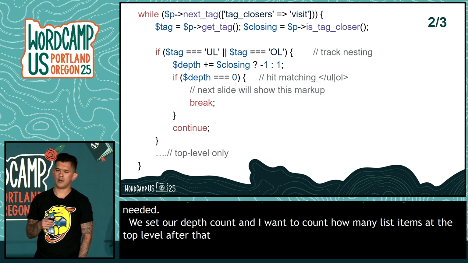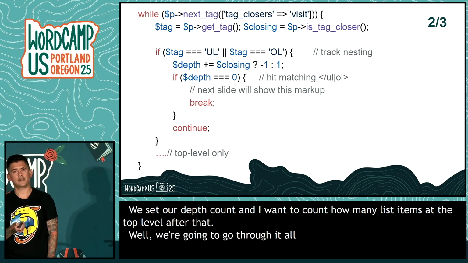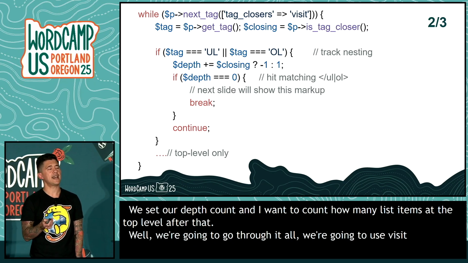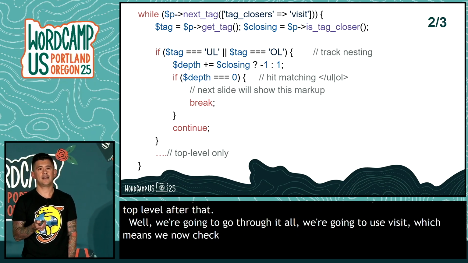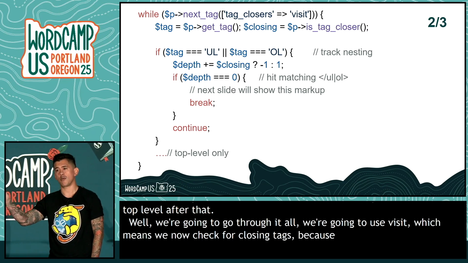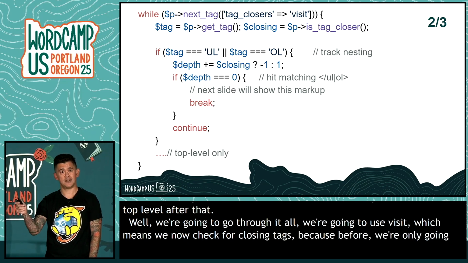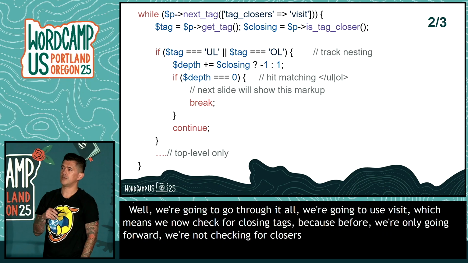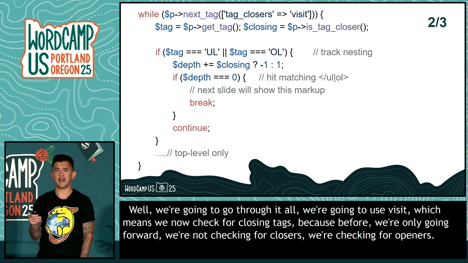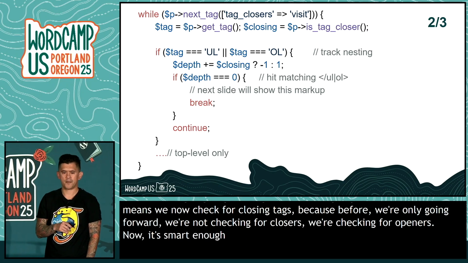Well, we're going to go through it all. We're going to use visit, which means we can now check for closing tags. Because before, we're only going forward. We're not checking for closers, we're checking for openers. Now it's smart enough that we can have methods to check for broken syntax. We're not going to touch on that now, but it's available.